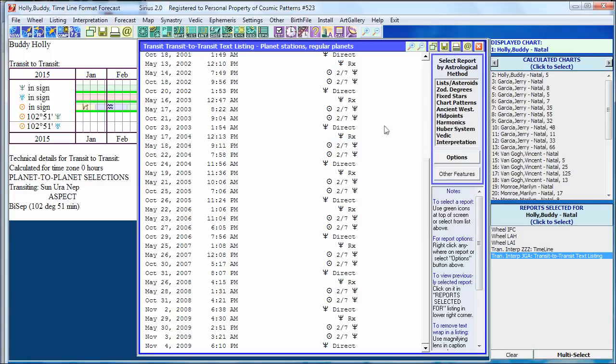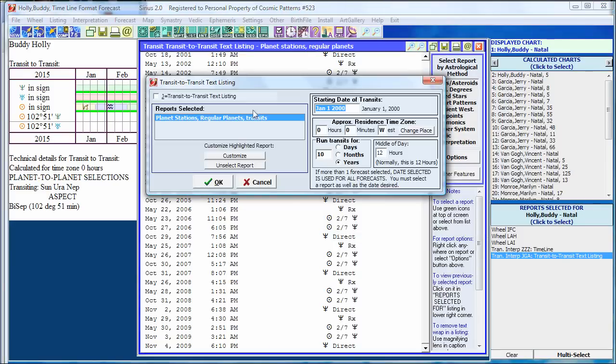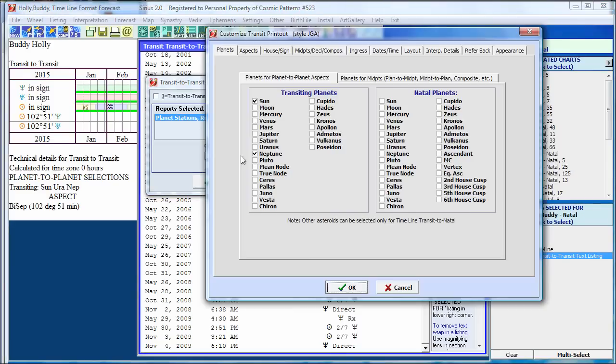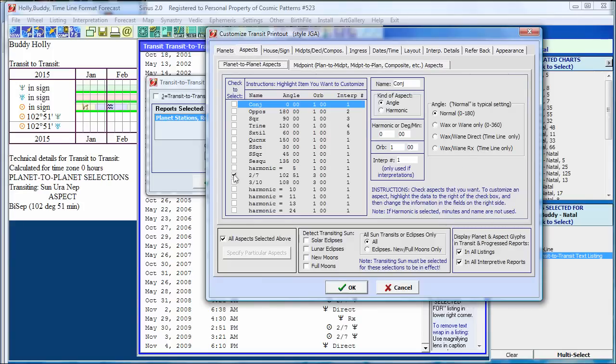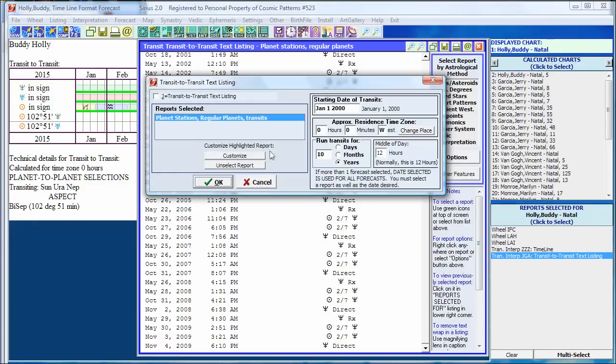Very, very interesting. And I can show you the same thing with the other planets. I'll show you with Saturn. Let's just go in and customize this and change the planet to Saturn. I've got Sun and Saturn. And for aspects, I'll uncheck the 2/7. I went ahead and customized and made a triseptile aspect. And now I can run this.